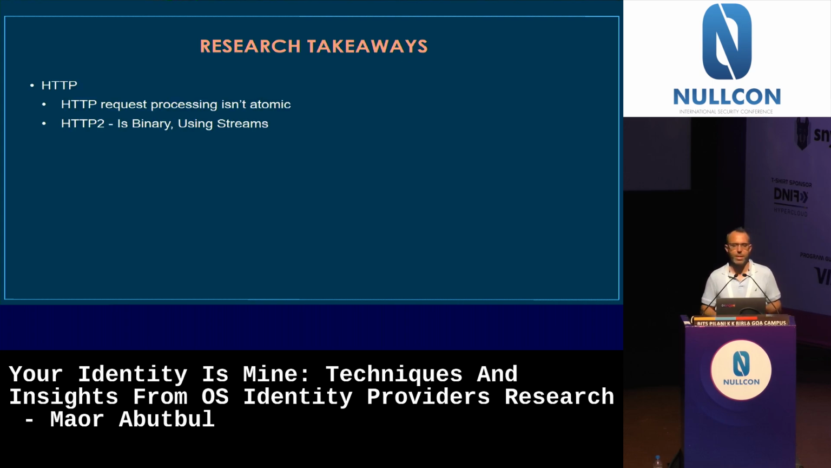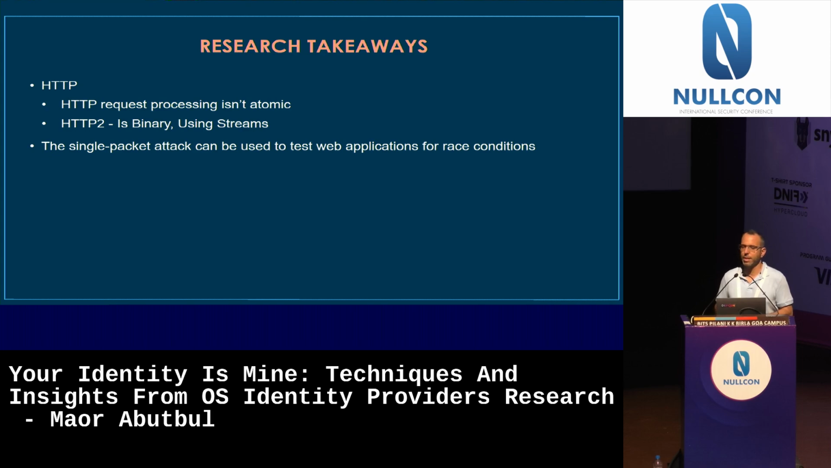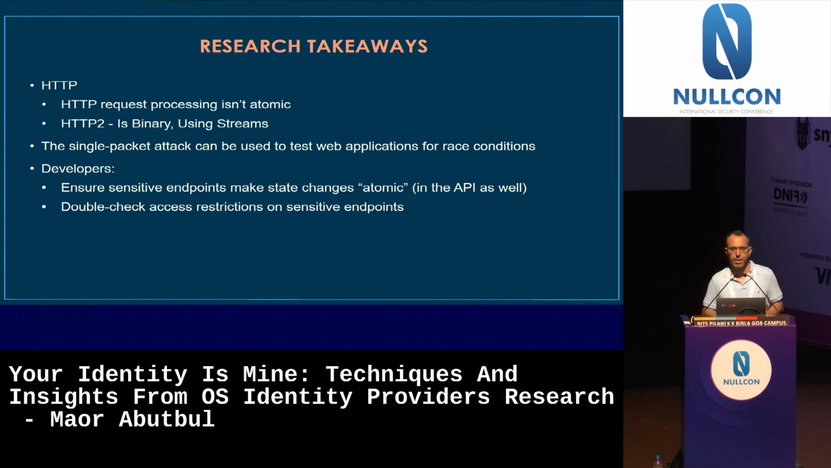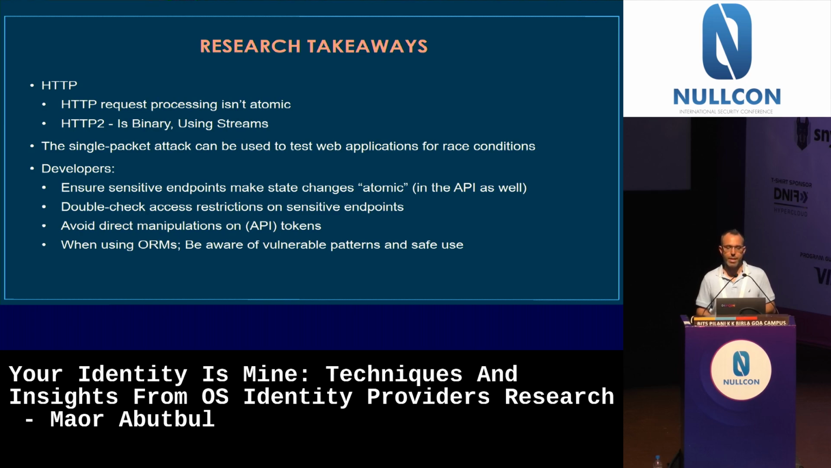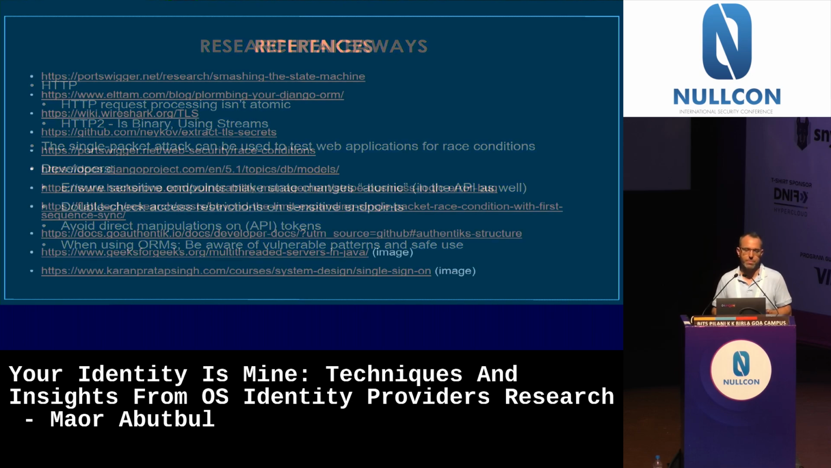Research takeaways. HTTP request processing isn't atomic. HTTP version 2 uses streams. The single packet attack can be used to test web applications for race conditions. For developers, ensure endpoints make state changes atomic. Double check access restrictions on sensitive endpoints, like certificates. Avoid direct manipulation of tokens. And when using ORMs, be aware of vulnerable patterns and safe use.